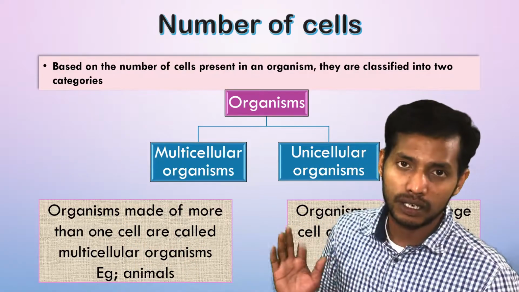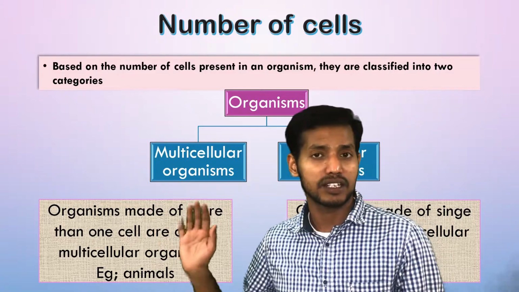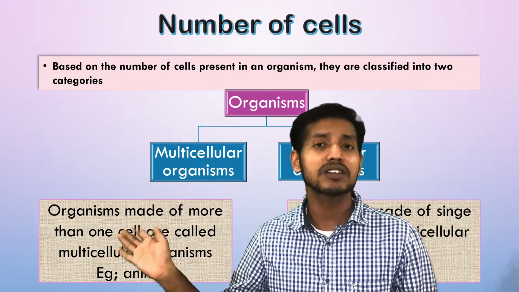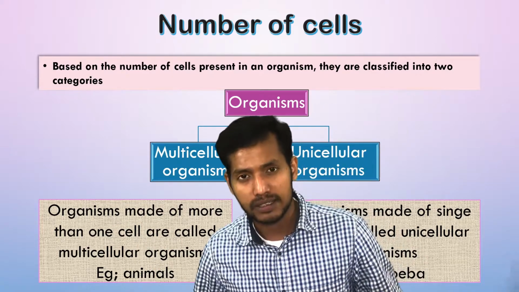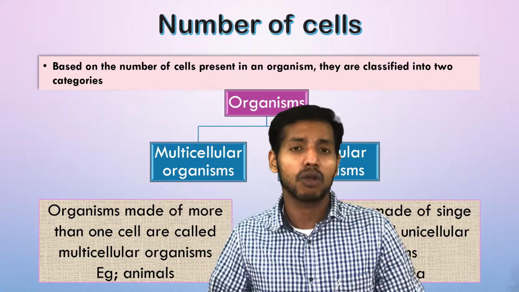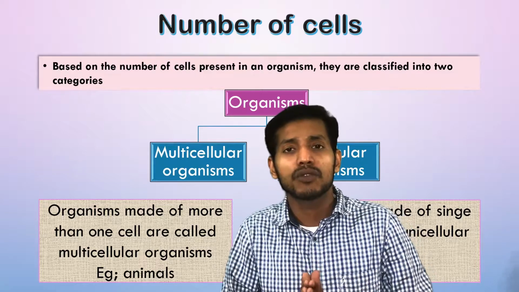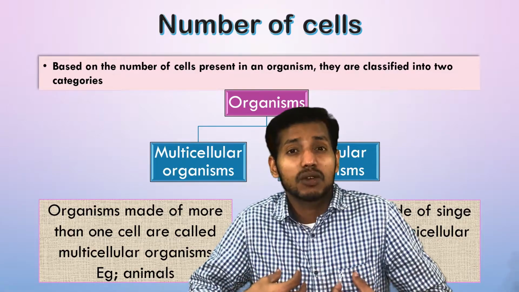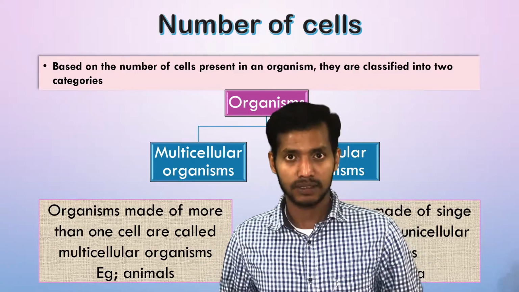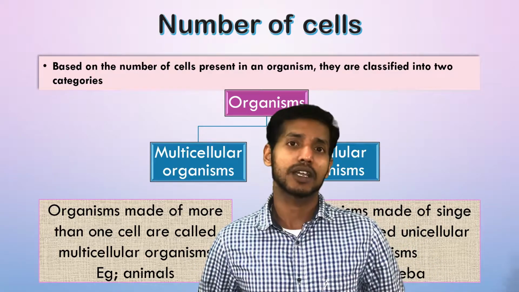What are multicellular organisms? Organisms made of more than one cell are called multicellular organisms. Animals, humans, birds, these all are examples of multicellular organisms because our body is made up of billions or trillions of cells. So we belong to multicellular organisms.